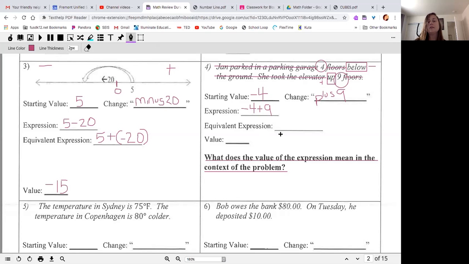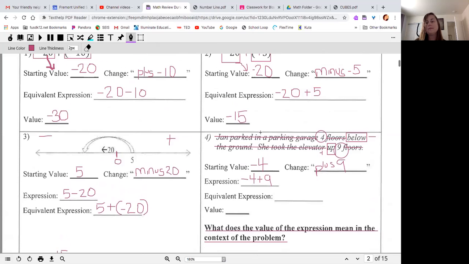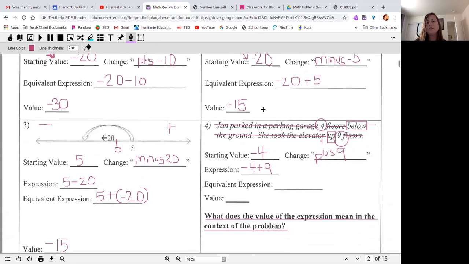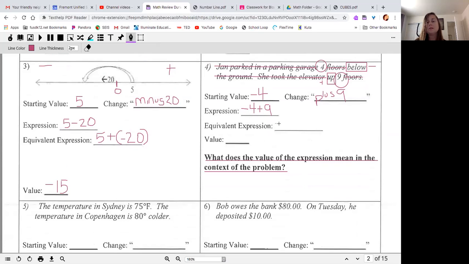Here's the trickier one, the equivalent expression. I do have an example up here. So this one said negative 20 plus 5. Yeah, and I have a plus 9. That's right, we minus the negative number. So we're switching the order. I'm going to write it this way. An equivalent expression means a different way to get the same answer. Negative 4 minus negative 9. Why? Because these cancel out.